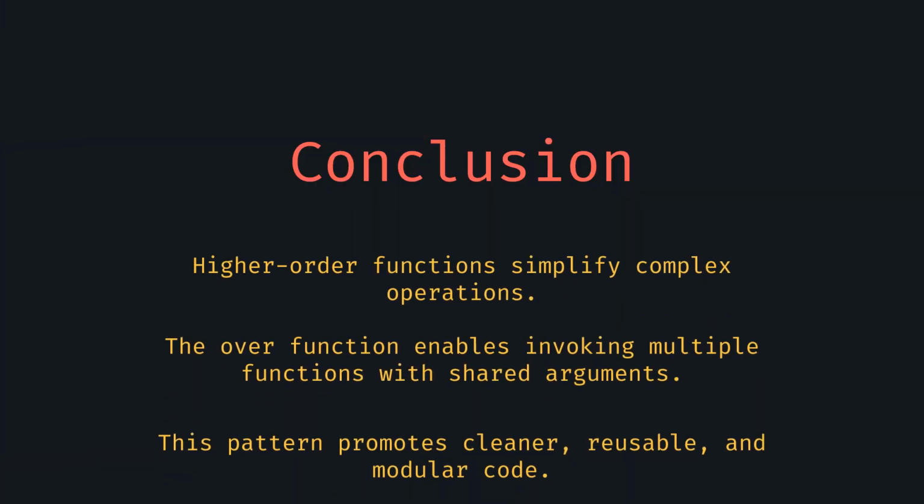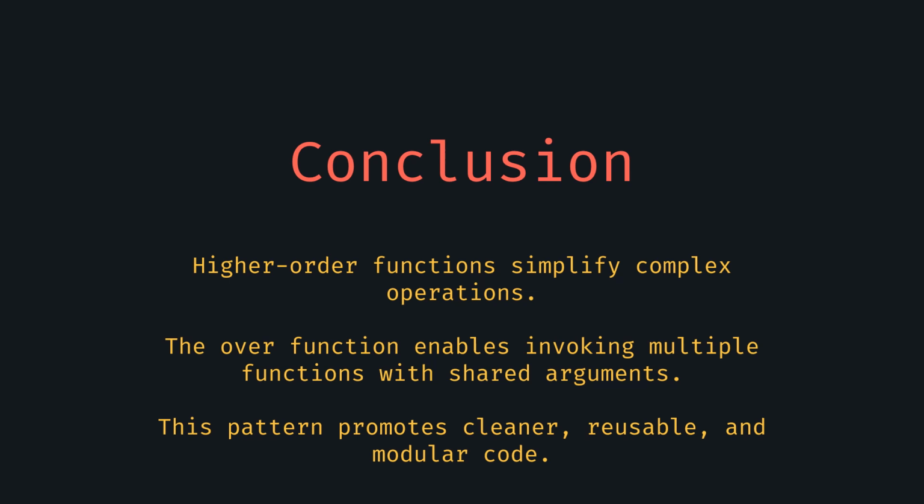To summarize, higher order functions like over simplify operations involving multiple functions and shared arguments. This approach promotes code reusability and modularity. It is a great example of how functional programming concepts can be applied in JavaScript for efficient and readable code.